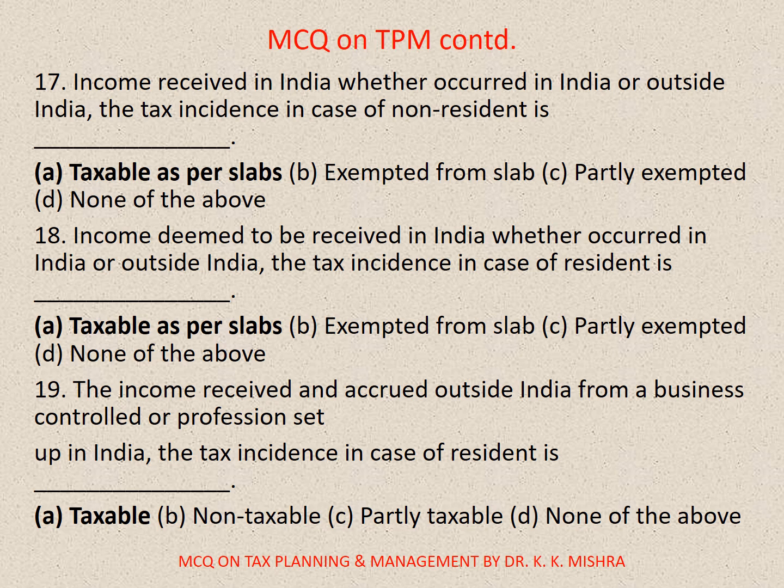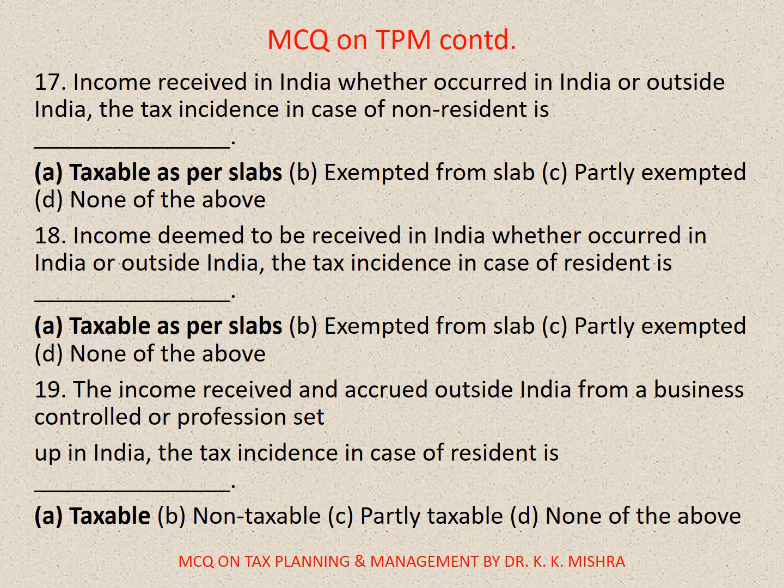18. Income deemed to be received in India, whether occurred in India or outside India, the tax incidence in case of resident is dash. A. Taxable as per slab, B. Exempted from slab, C. Partly exempted, D. None of the above. Correct option is A. Taxable as per slabs.